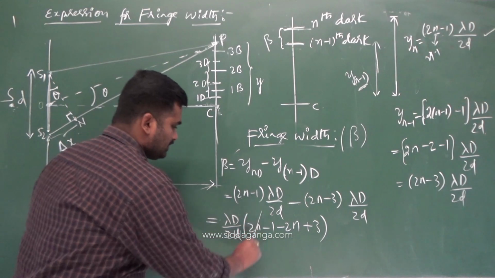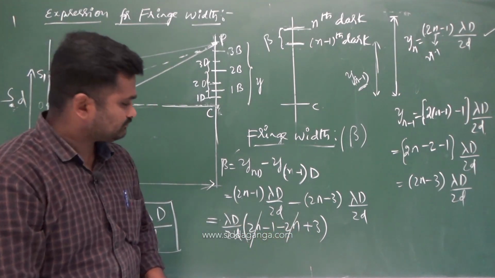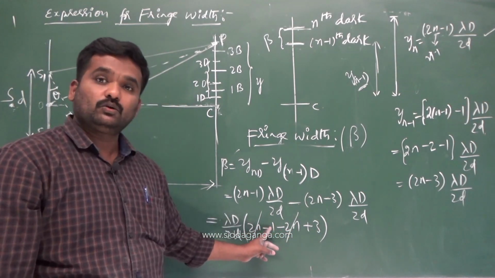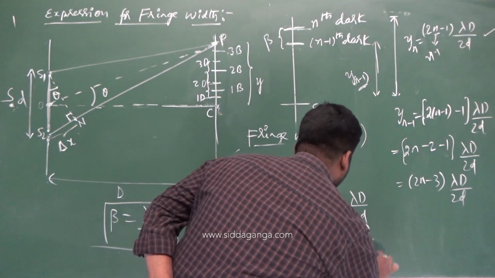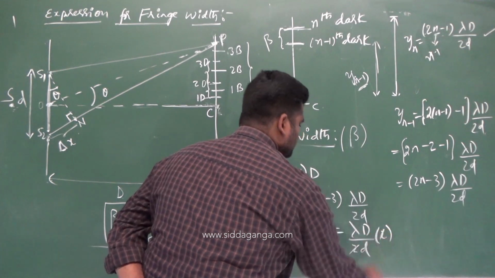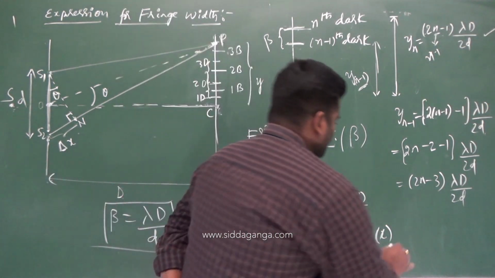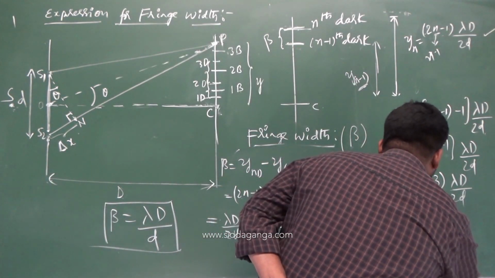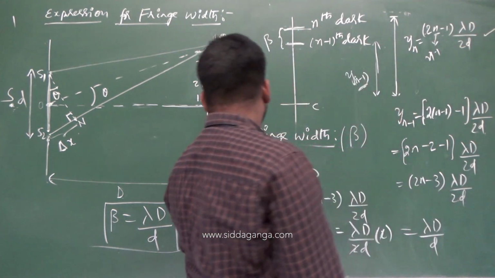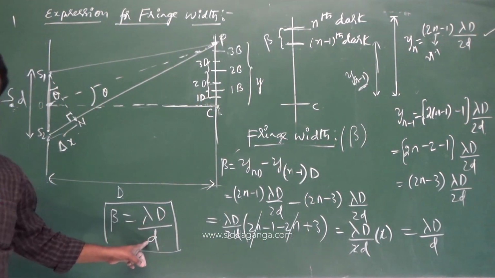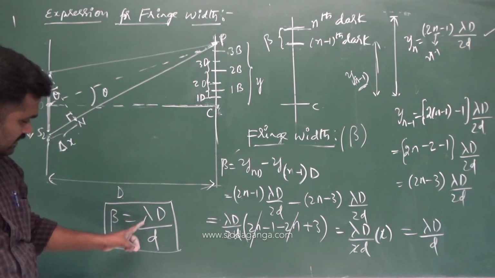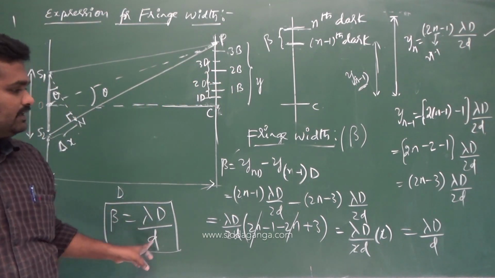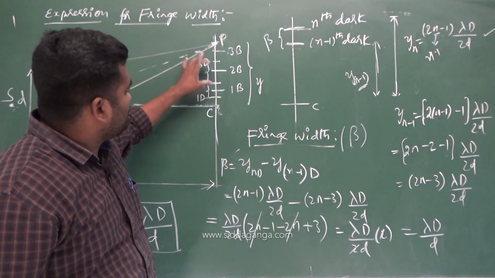If you see, plus 2n, minus 2n they will get cancelled. 3 minus 1, 2 means it will be lambda capital D by 2d into 2. See, 2 will get cancelled. So what is the final value you are going to get? Lambda capital D by small d. Even for bright fringes also, distance between two consecutive bright fringes, how much? Lambda capital D by small d. Distance between consecutive dark fringes, how much?